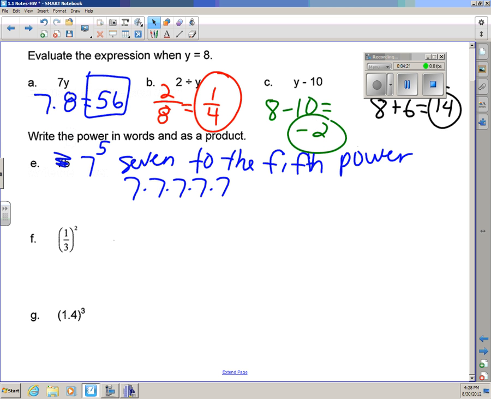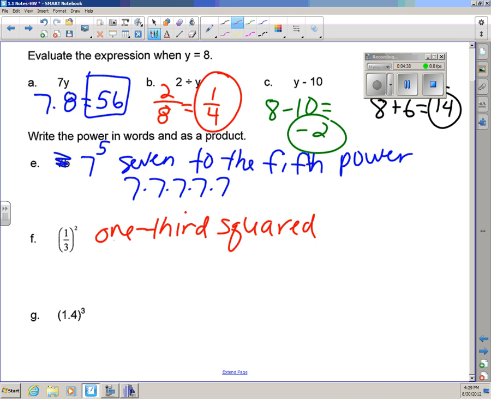This next one, you could write a couple different ways. You could write it as 1/3 to the 2nd power. If we use the exponent in our words, we would actually do 1/3 squared. And then mathematically, this would be 1/3 times 1/3. We're not being asked to evaluate. We're being asked just to write it as a product.